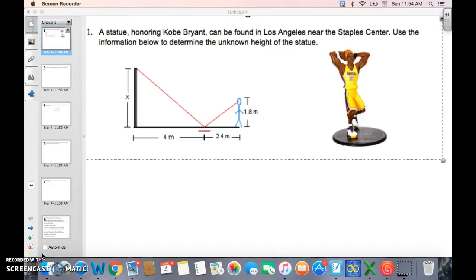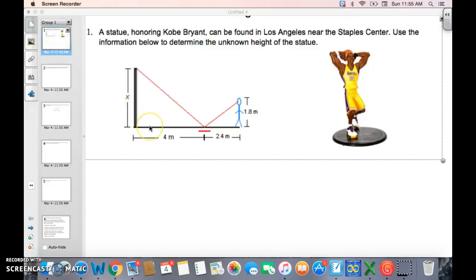Hey, so today you're going to have a fun project to work on. You're going to make a similar triangles poster and hopefully review everything that we learned prior to spring break. I hope you had a wonderful spring break. Sorry I couldn't be there today.